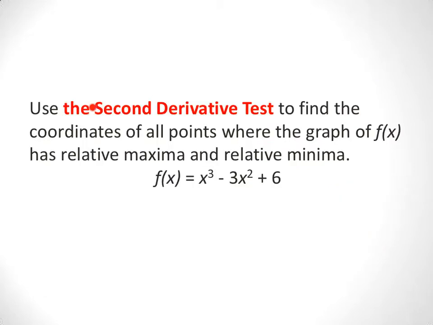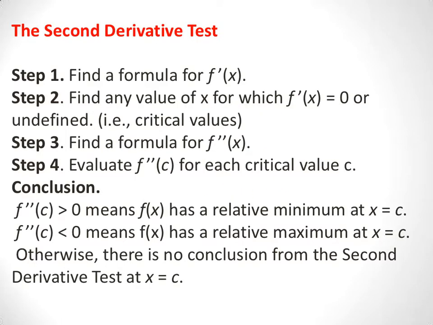Let's turn our thoughts now to the second derivative test. Here's our function, and we want to find all relative max and mins for this particular function's graph. Let's remind ourselves of what the second derivative test is asking us to do. We're going to find the first derivative, then we're going to find the first derivative critical values, and then the second derivative, evaluate the second derivative at each of the first derivative critical values, and then we can draw our conclusions based on the second derivative test.